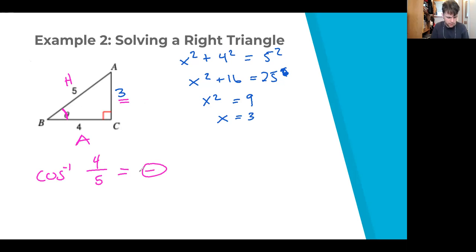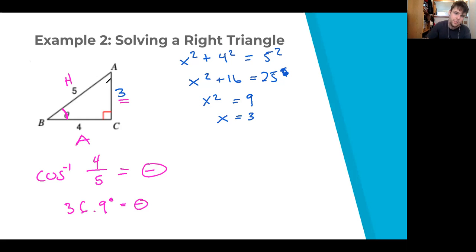And then I go to my calculator. Cosine inverse of 4 over 5. So I'm getting 36.9 degrees when I round that. 36.9. Write that down.